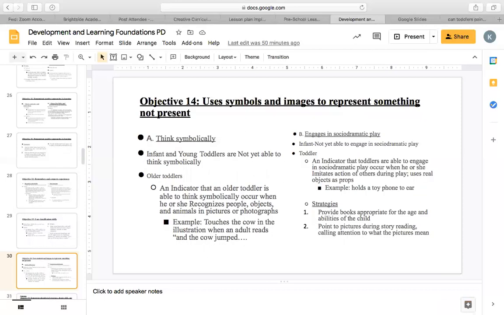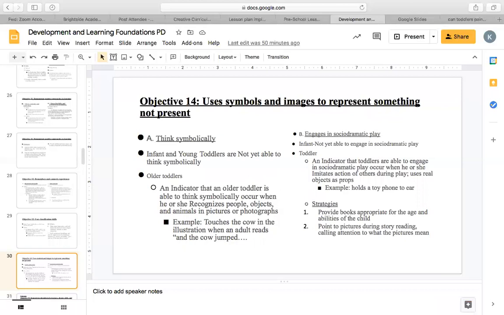Objective 14, uses symbols and images to represent something not present. Think symbolically. Infants and young toddlers are not yet able to think symbolically. Older toddlers: an indicator that an older toddler is able to think symbolically occurs when he or she recognizes people, objects, and animals in pictures or photographs. Example: touches the cow in the illustration when an adult reads, "and the cow jumped."